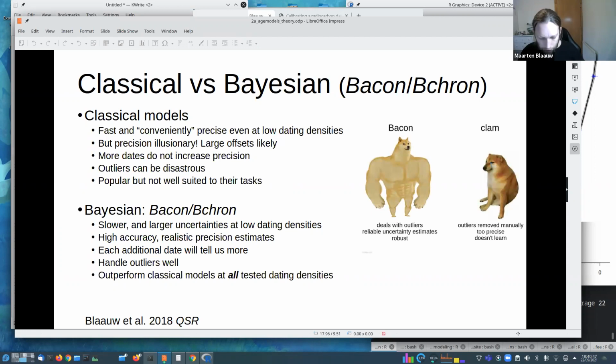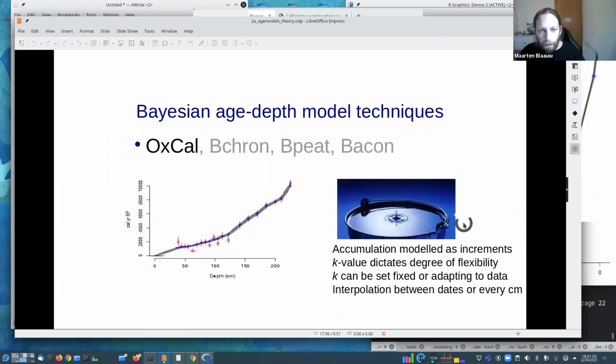So in the end, Bacon really seems to win. It deals much better with outliers, gives reliable uncertainty estimates, and is robust, whereas classical models, yeah, they're just sad. Just don't use them.